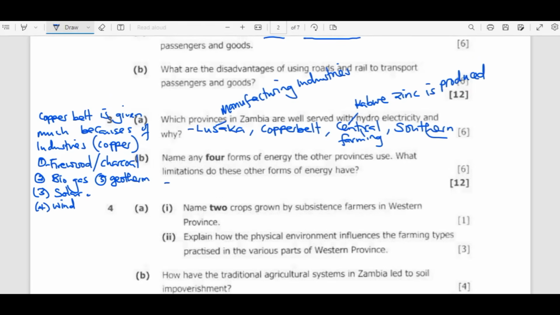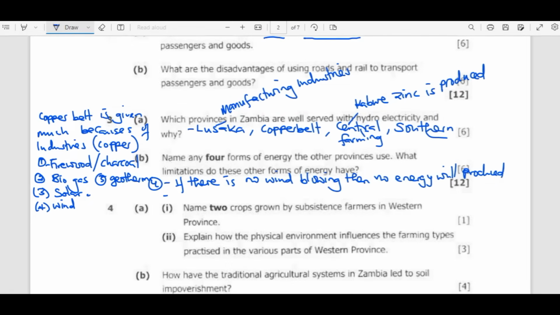So if there is no wind, so if there is no wind blowing, then no energy will be produced. So this is the fourth one we are looking at.